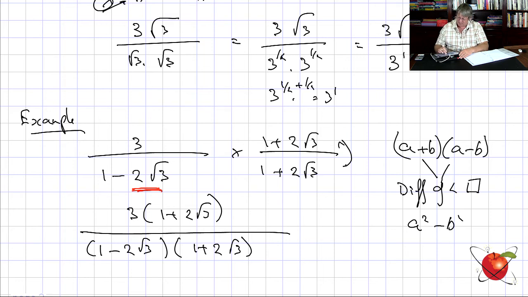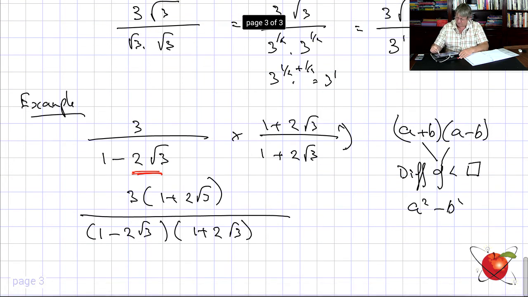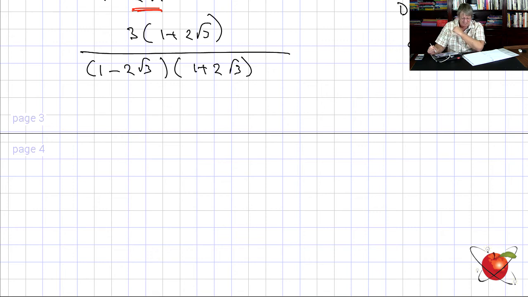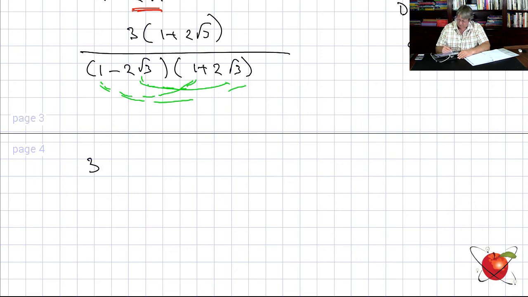Okie dokes? Oops, need another page. That over there is now what we're going to multiply out. What do we do to multiply out? Well, I'm just going to use a green here. We take that times that, that times that one, and that one times that one, don't we? Let's do the multiplying out. This is going to be on top 3 plus 6 root 3. And at the bottom, we've got 1 times 1 is 1. There we go, that one times that one.